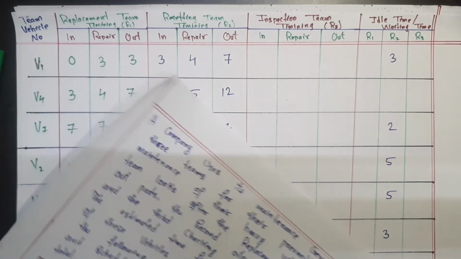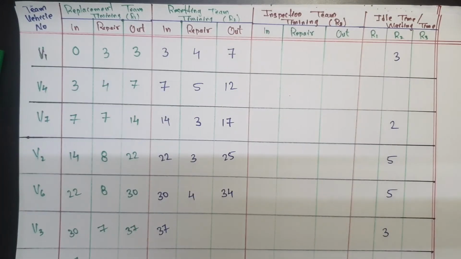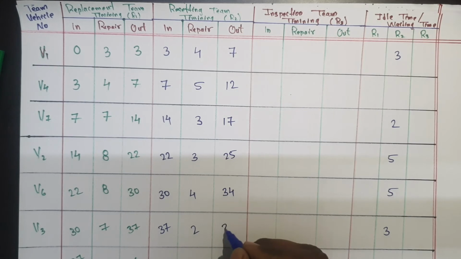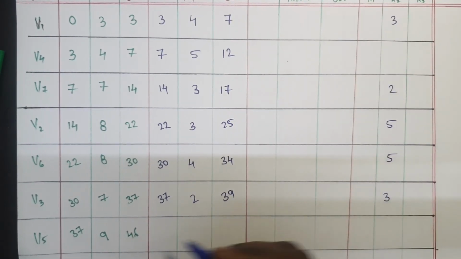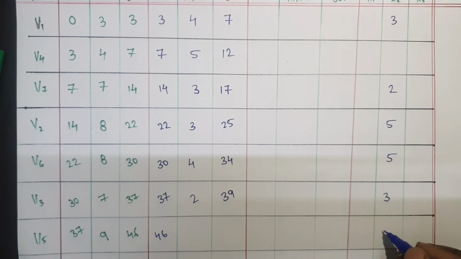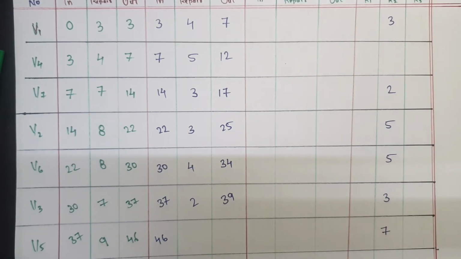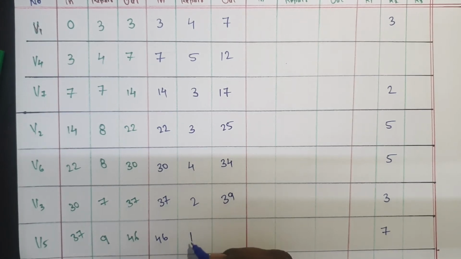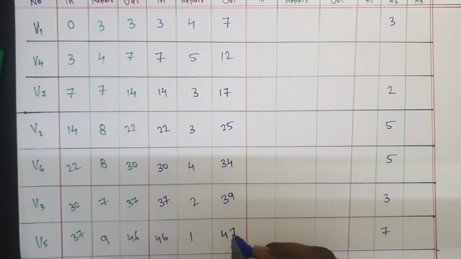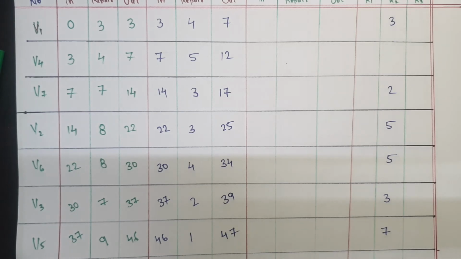Then V3, as you can see, what is the value here? 2 is there. So this one will become 39. 39 you can transfer here, but this is the higher value. This one is the highest value compared to 39. So higher value you have to write. How much difference are you getting? 7. Okay? 7 you write here. Then next one is the V5. V5, what is the value here? 1. If you write here 1, how much will you get? 47.